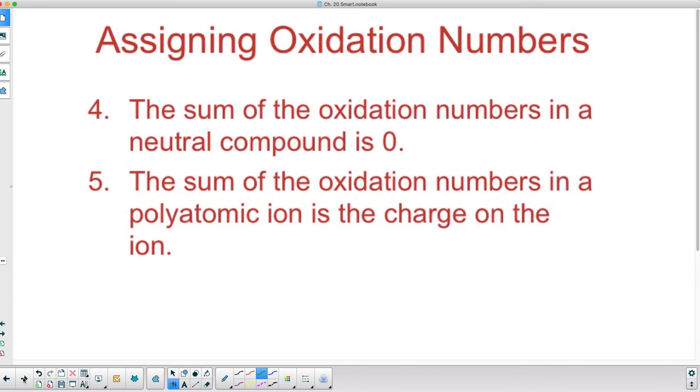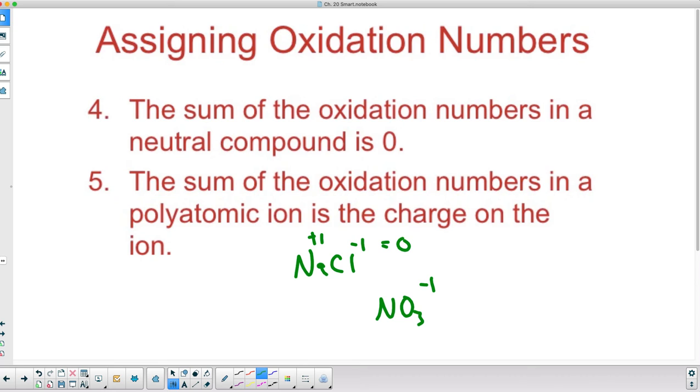So the sum of the oxidation numbers for a neutral compound is 0, such as NaCl. That's a +1 and a -1. If we add them together, we get 0. But the sum of oxidation numbers of a polyatomic ion is the charge of the polyatomic ion, such as something like NO3. We know this as nitrate.